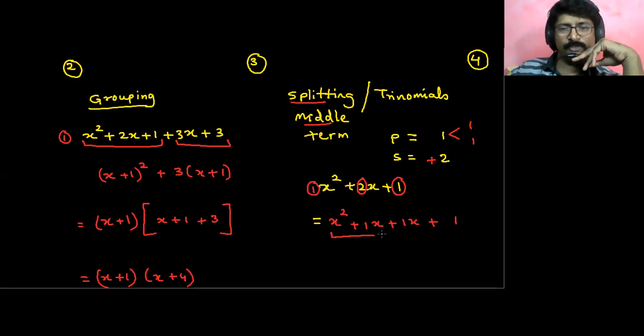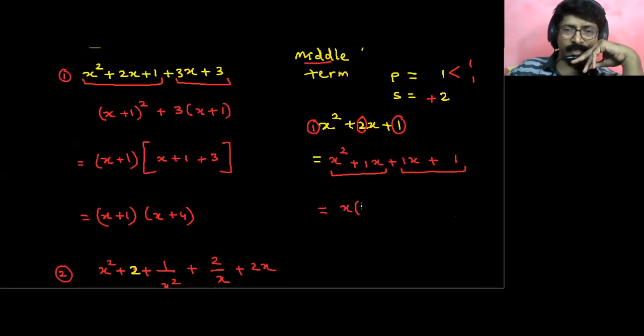Now we'll make groups, these two terms and these two terms. Are you understanding, guys? I hope you are writing also. So this will become, take x common, x plus 1. From these first two terms, x has been taken out common, x plus 1. From these last two terms, taken out 1 common and x plus 1. So it becomes, are you getting it? X.